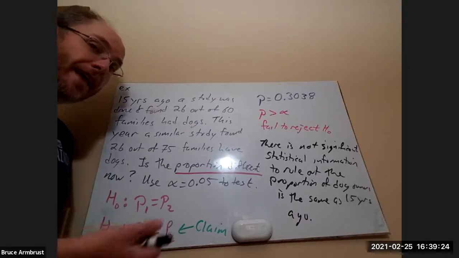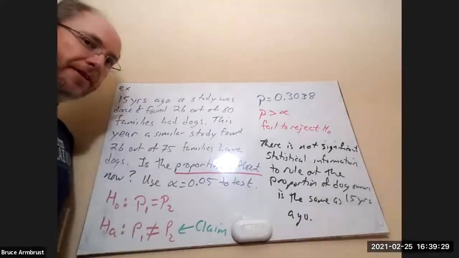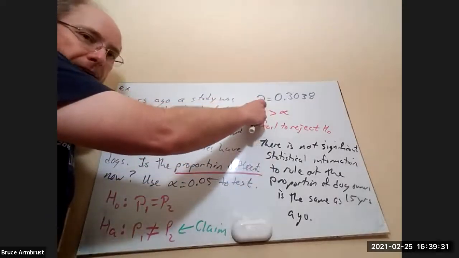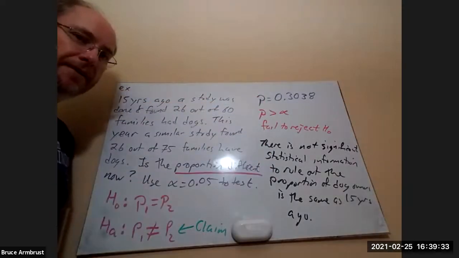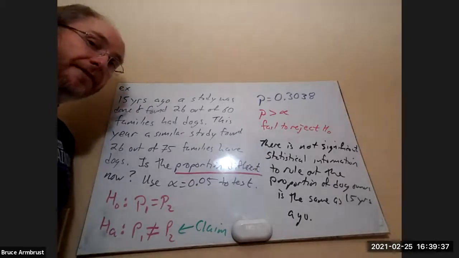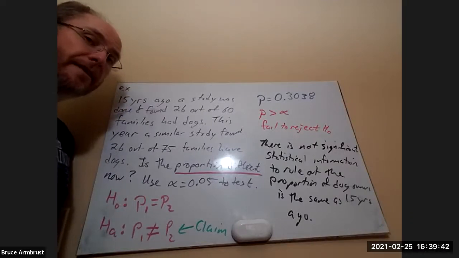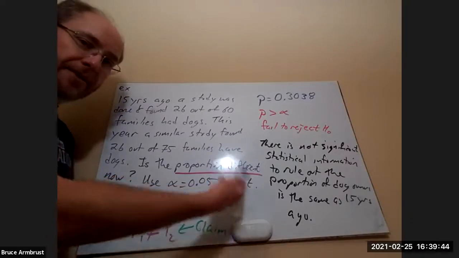Okay, but then once that's all done, we're back to the same as every time. We take the calculated p-value and we compare that to alpha. If it's bigger than alpha, we fail to reject H naught. If it's less than alpha, we reject H naught. And so then the consequences are the consequences.